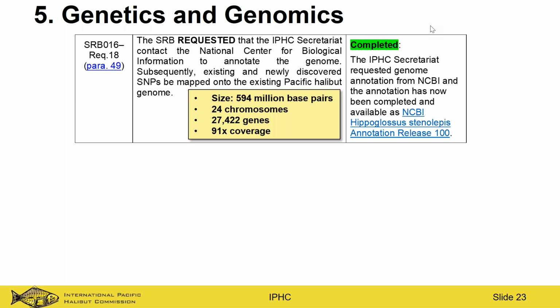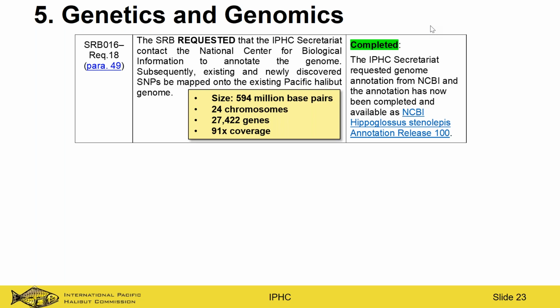And at that time, at the time of SRB017, there was a request to NCBI to annotate the genome, and now we can say that the genome has been fully annotated by them, and using all the RNA-seq information that we have generated at the IPHC so far. In this little box here, you can see some of the metrics of the genome, close to 600 million base pairs, 24 chromosomes, 20,000 genes at a 91% coverage.